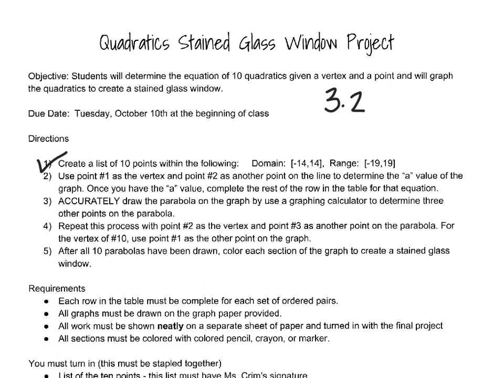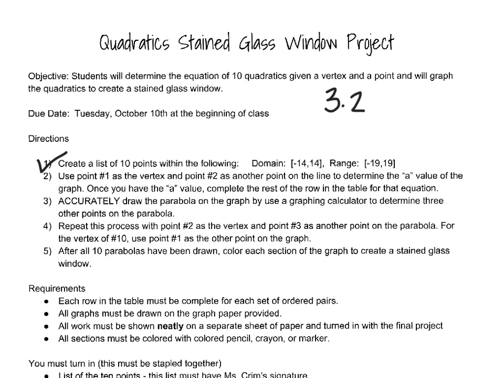So going back to looking at our information page about the project, step number 2 in our directions should make a little more sense because we used point 1 as the vertex and point 2 is another point on the quadratic, that should say quadratic, not line, to determine the a value of the graph. And once you have the a value, complete the rest of the row in the table for that equation. We talked about that, and again on Friday I will talk to you about how to get it into standard form. Then after you've got all of your graphs, you're going to accurately draw the parabola on the graph by using a graphing calculator to determine 3 other points on the parabola.